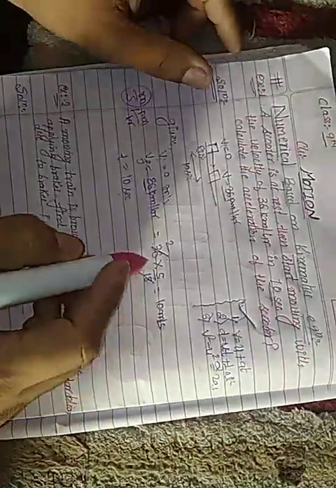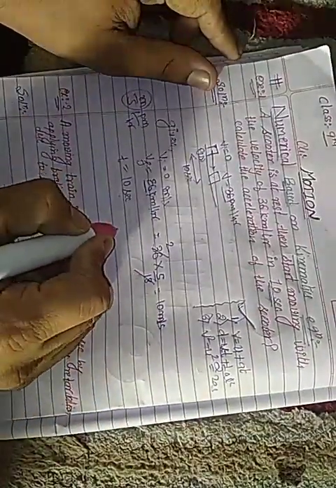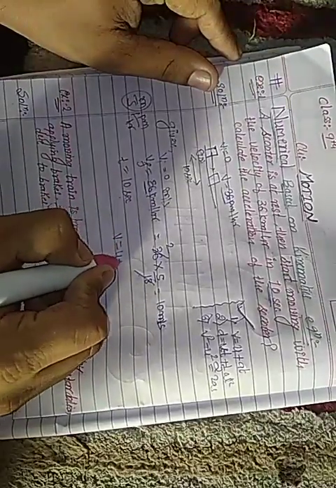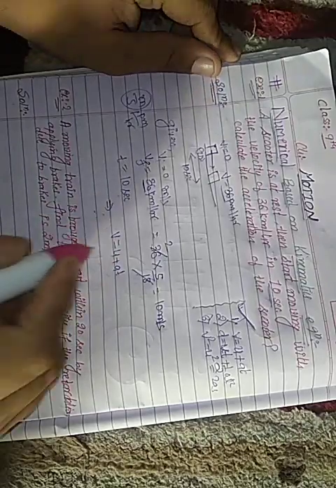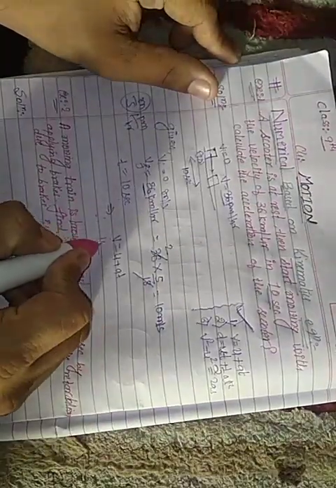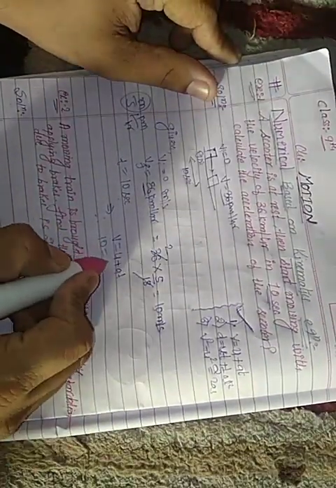Starting with the formula, what is the formula? It is v = u + at. What is the final velocity? The final velocity is 10. What is the initial velocity? It is 0.